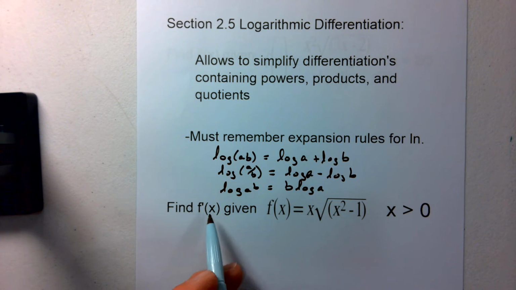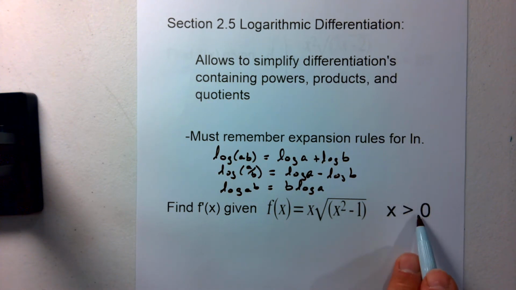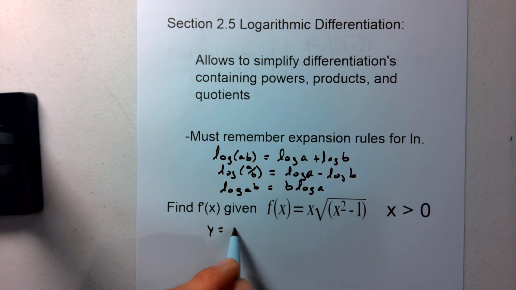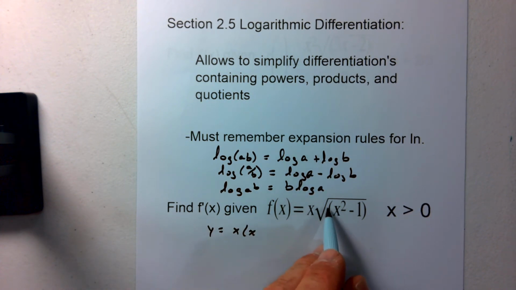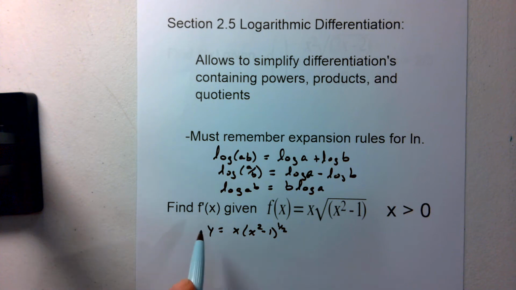So in this example, we're going to find f prime of x, given f of x equals x radical x squared minus 1. They're going to give us some restrictions on x. x has to be greater than 0, and you'll see in a second why it's important that we put that in there. The first thing I'm going to do is change this f of x to a y. So I'm going to have y equals x, and I'm going to change my radical x squared minus 1 to x squared minus 1 quantity to the half.